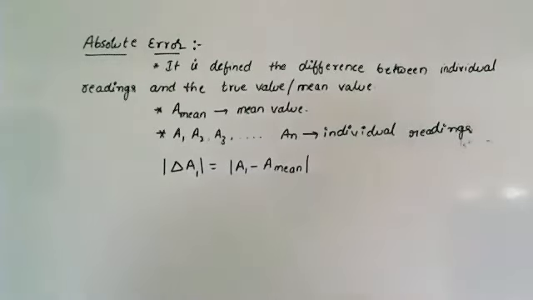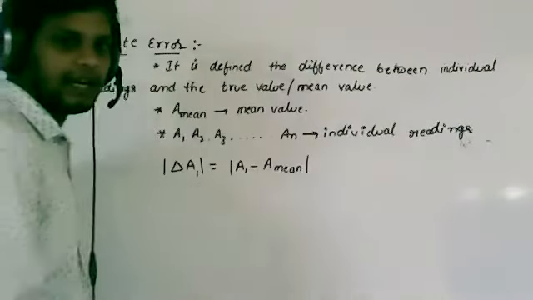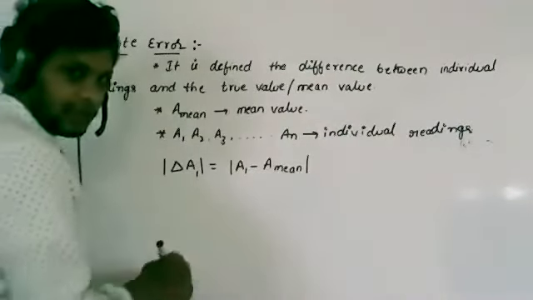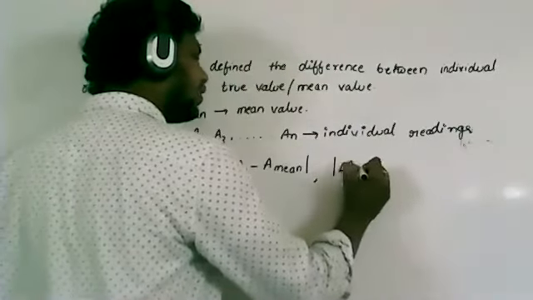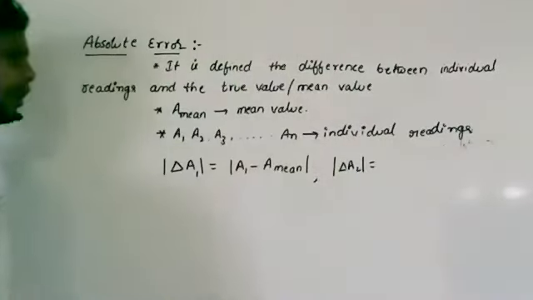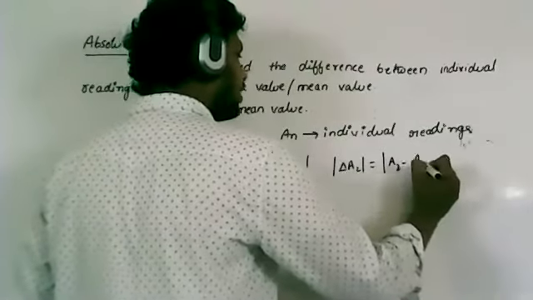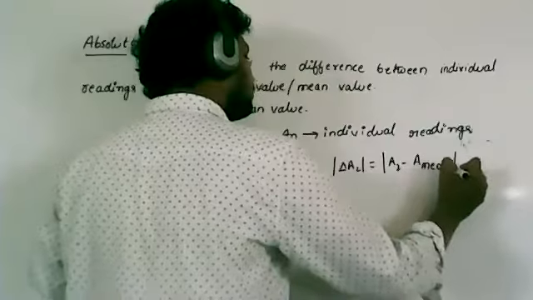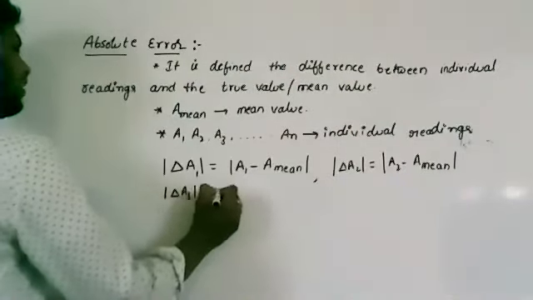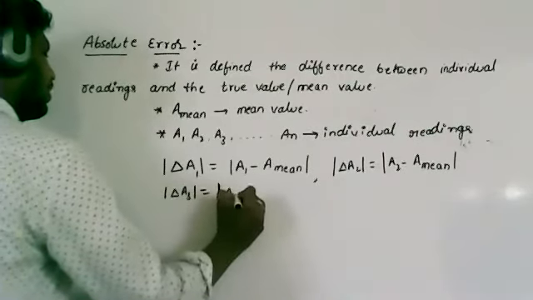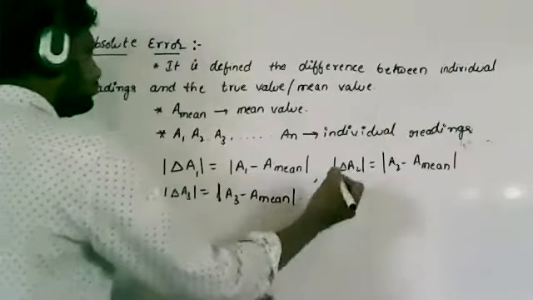For example, I will take delta A1 is equal to A1 minus A mean. This is for the first reading. Similarly, for the second reading, delta A2 is equal to A2 minus A mean. Now I'll take delta A3. What is the delta A3 value? It is the modulus of A3 minus A mean, and so on.